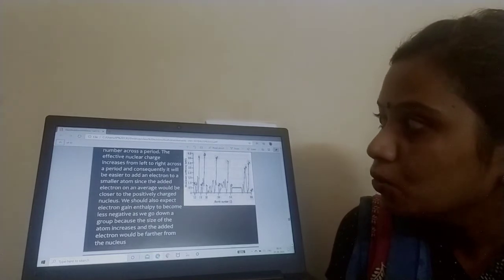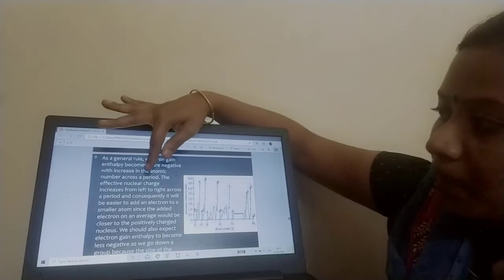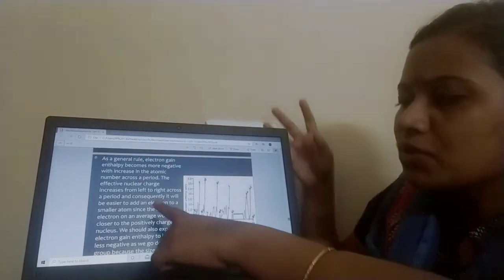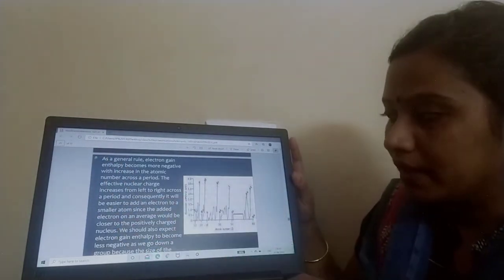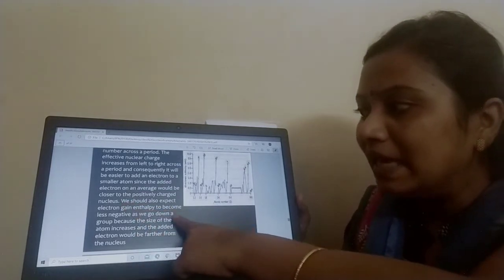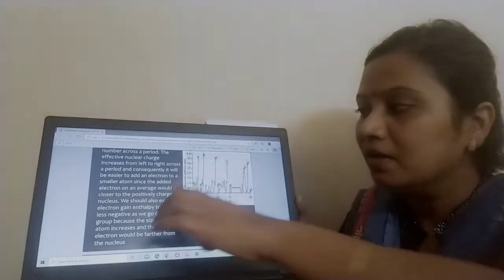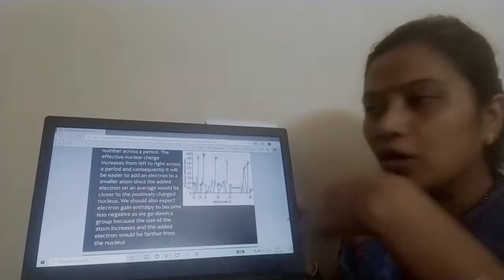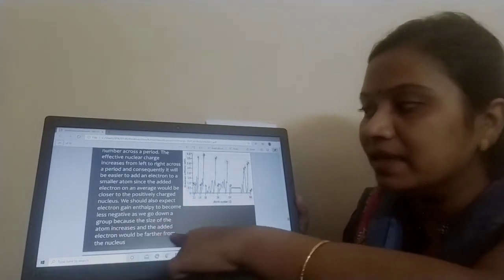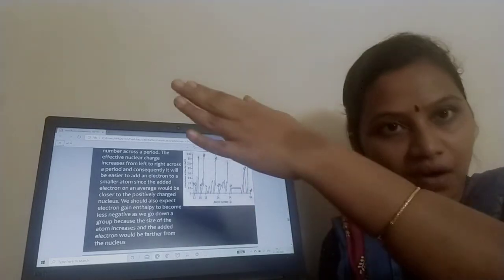What happens to EGE when you move across a period? When I move across a period, the nuclear charge increases from left to right, so it's easy to add an electron to a smaller atom. But down the group, what happens? EGE will be less negative, or otherwise it becomes more positive. In both cases it's the same, whether it is less negative or more positive. Why as we move down the group? Because the size increases and the electron which I have added to make it stable is far from the nucleus.